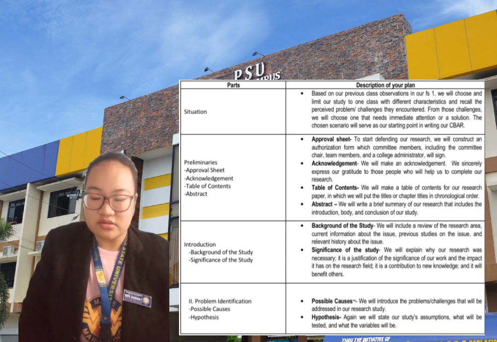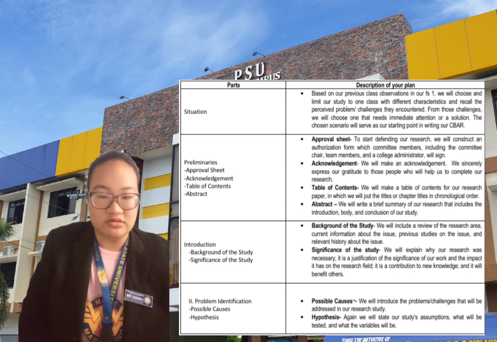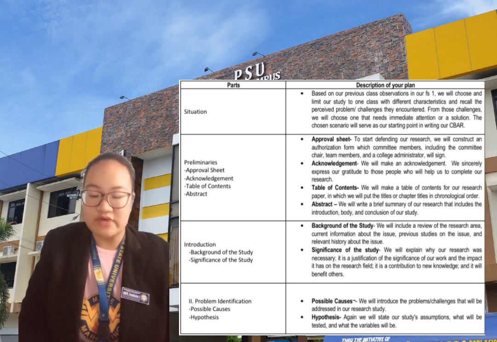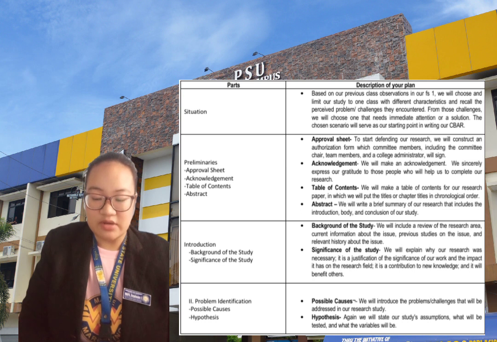Table of contents. We will make a table of contents for our research paper, in which we will put the titles or chapters in chronological order. Abstract. We will write a brief summary of our research that includes the introduction, body, and conclusion of our study.